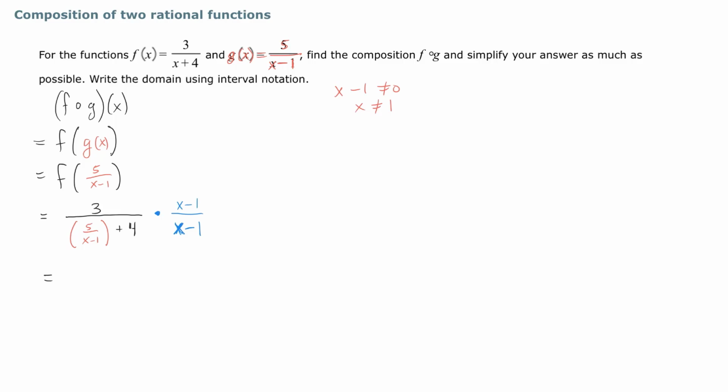This is now equal to 3 times the quantity x minus 1 over 5 plus 4 times x minus 1. And let's simplify: 3 times x minus 1 over 4x, we have minus 4 plus 5, so plus 1. This also says 4x plus 1 can't be 0, so x cannot be negative 1/4.